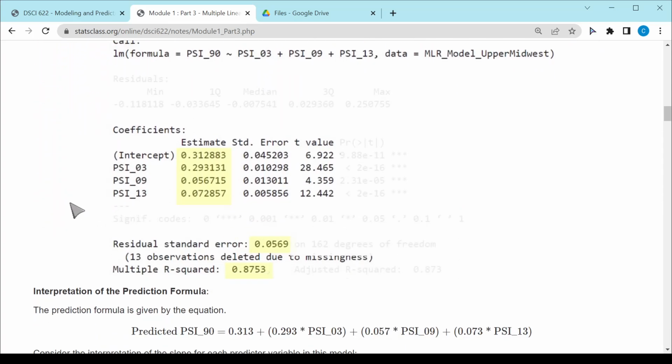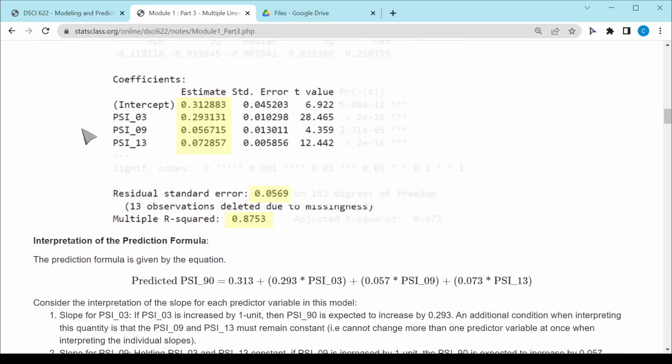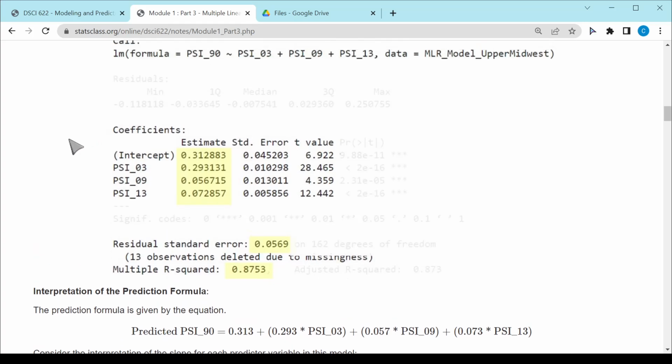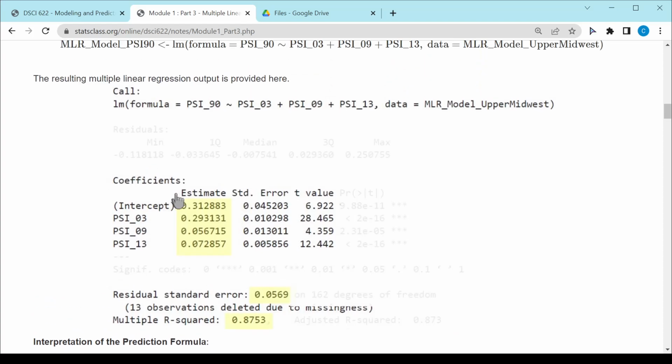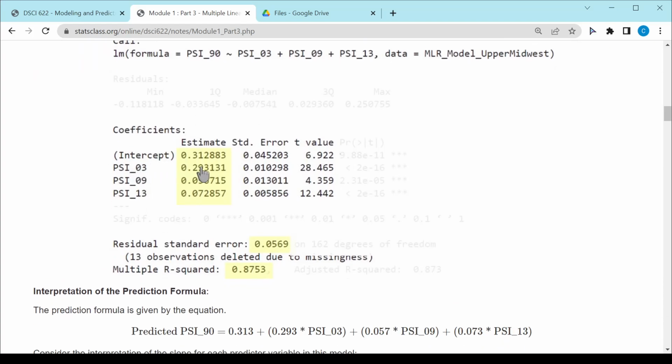Here's our output from that multiple linear regression analysis. Again, the output that I want to concentrate on here has been highlighted. This output looks very much like it did before, with the exception that I have more than two estimates now. I'm going to have a y-intercept, a slope for the PSI 03 direction, a slope for the PSI 09 direction, and also a slope for the PSI 13 direction.